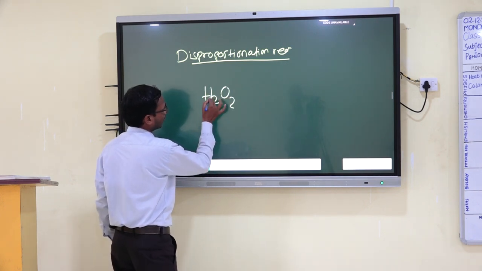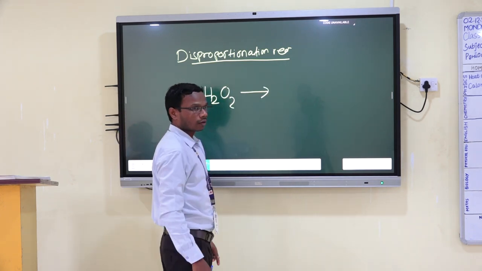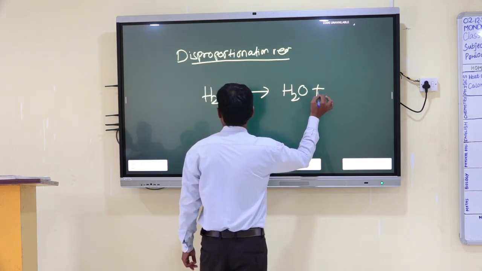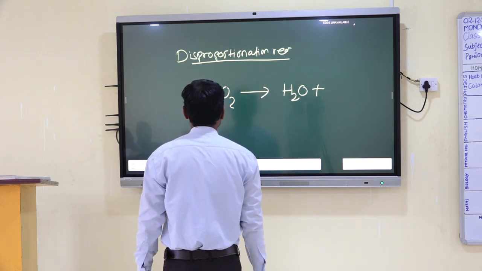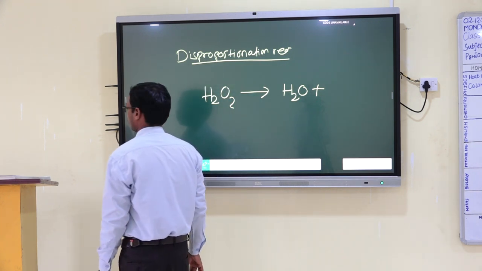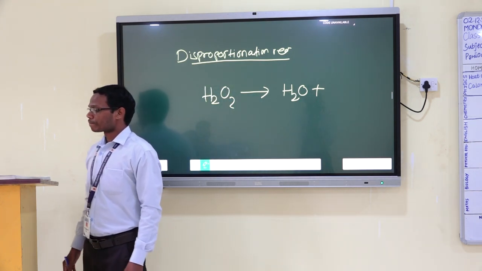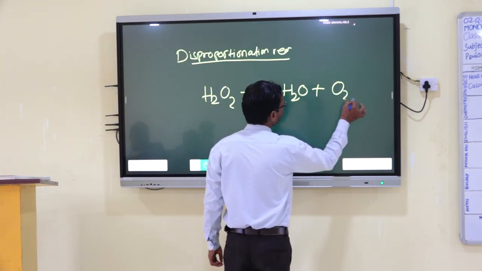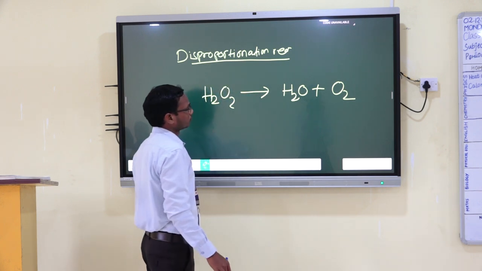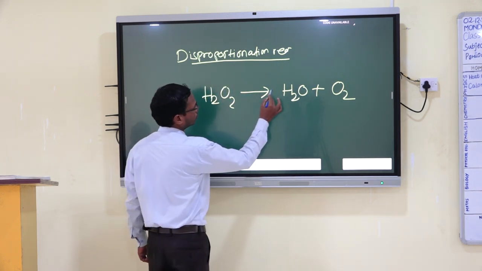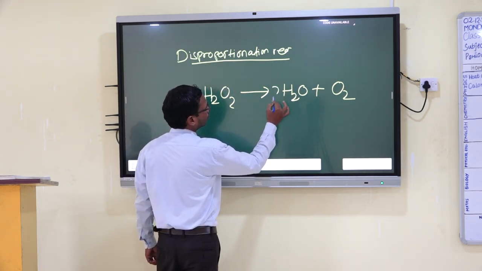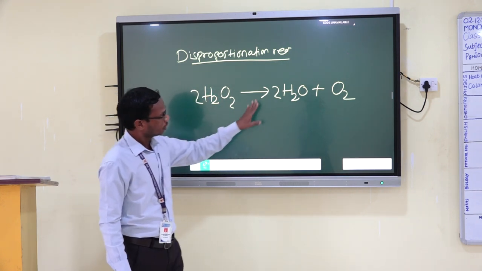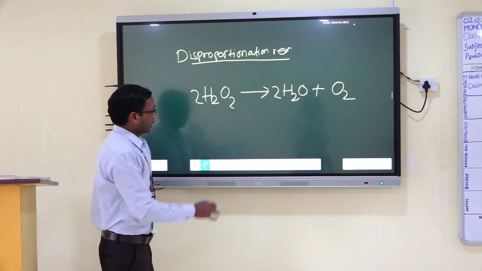H2O2, hydrogen peroxide. Okay? H2O2 gives H2O plus O2. Balance the reaction: 2 H2O2 gives 2 H2O plus O2.